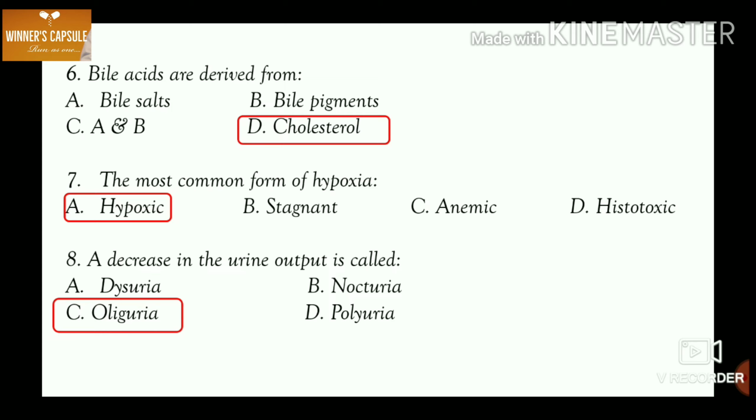Decrease in urine output is called oliguria. Increase in urine output is known as polyuria. Stoppage of urine formation is known as anuria. Proteins in urine is known as proteinuria. Blood in urine or RBC in urine is known as hematuria. Then excess accumulation of urea and creatinine is known as uremia. Excess glucose in urine is called glucosuria. So decrease in urine output is known as oliguria.